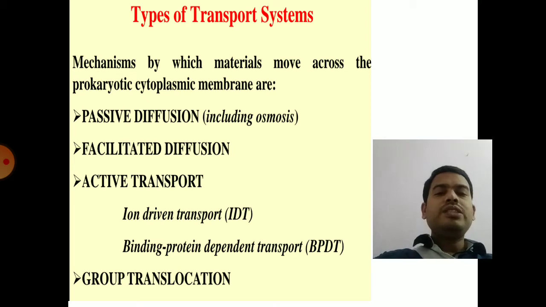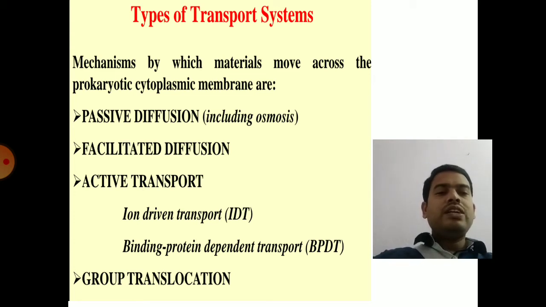In the active transport system, energy is utilized for the transport of the solute particles. If energy in the form of H plus ions is utilized for the transport of solute particles, it is called ion driven transport. If special proteins bind to the solute particles and transport them with the help of ATP, then it is the binding protein dependent transport system. So that is active transport.